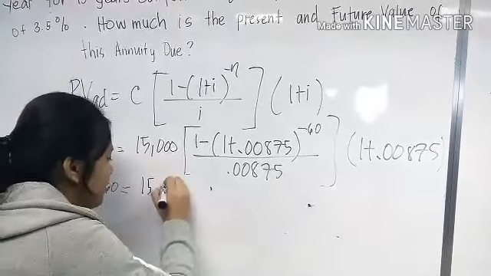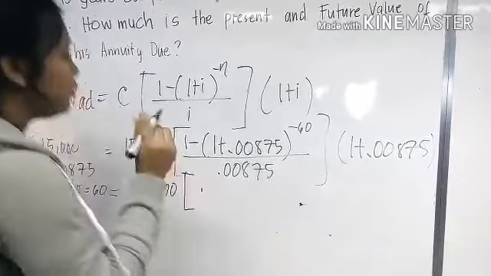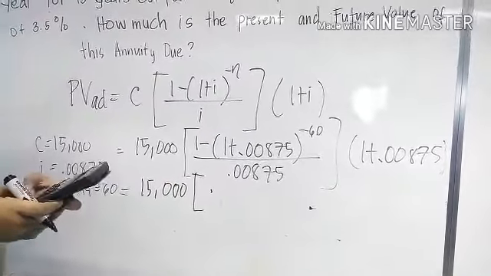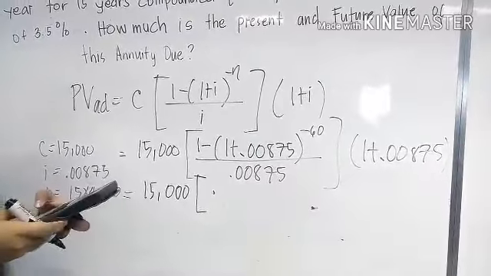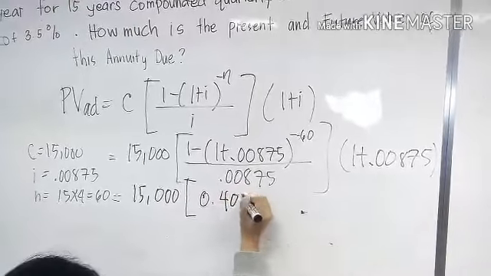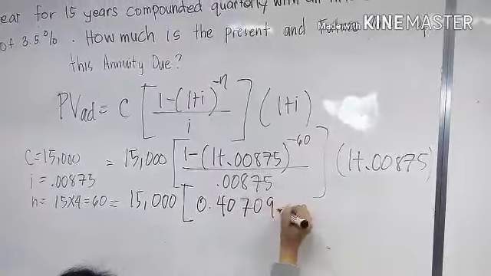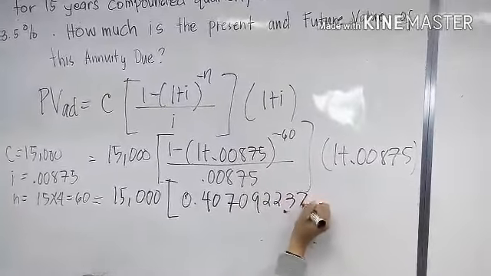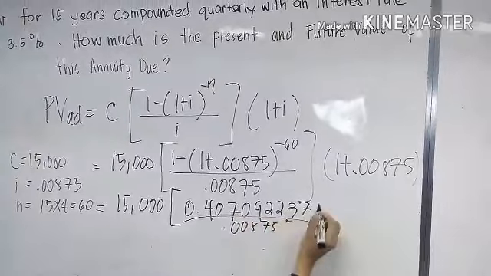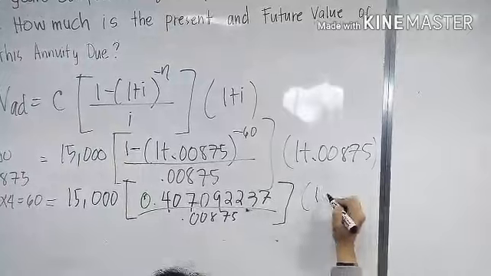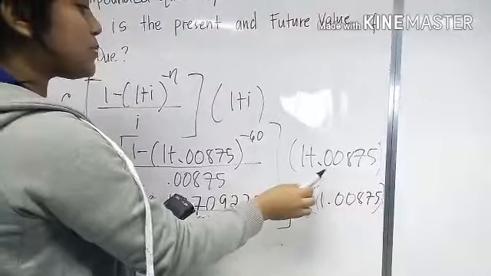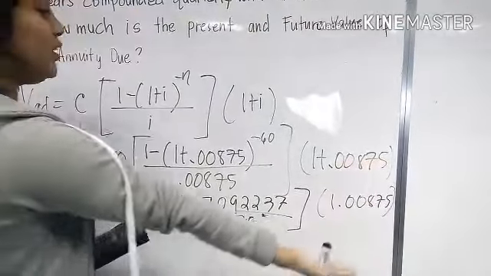Copy the 15,000. Then type in your calculator 1 minus (1 plus 0.00875) raised to negative 60. So we have 0.4070922237 divided by 0.00875 times 1.00875. You just have to add 1 plus 0.00875. So this is the result.